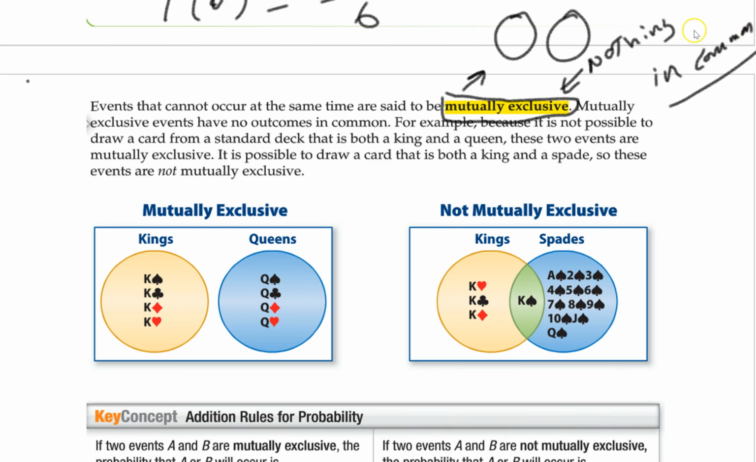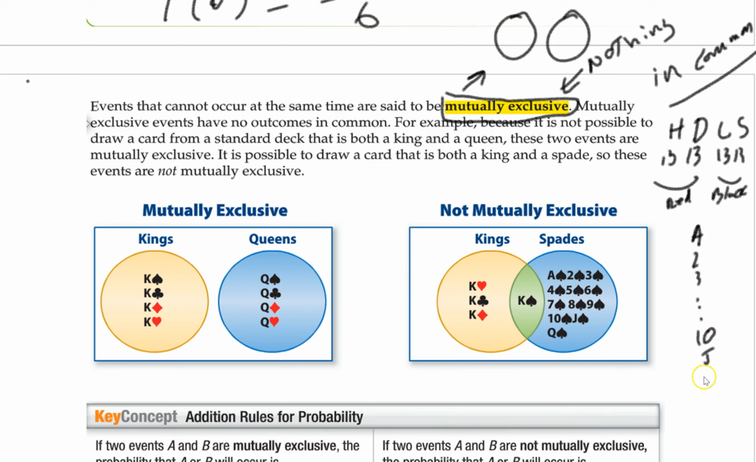So the best way to think about this is cards. Now, if you guys don't know cards, there's hearts, which have 13 cards. There's diamonds, which are 13 cards. These are red, by the way. There's clovers and spades, all of which have 13 cards. These are black. Cards go from ace, 2, 3, all the way to 10. Then we have a jack, a queen, and a king.